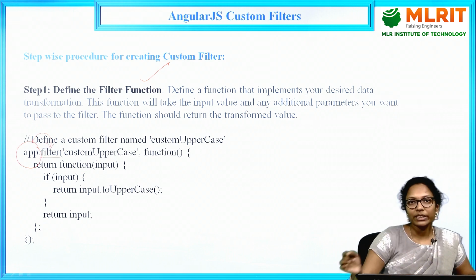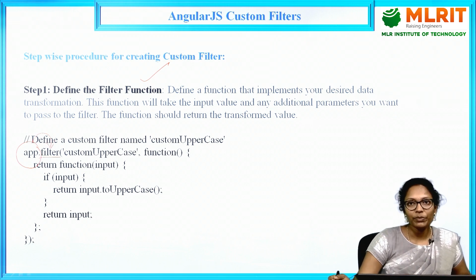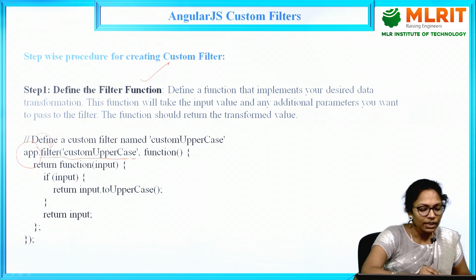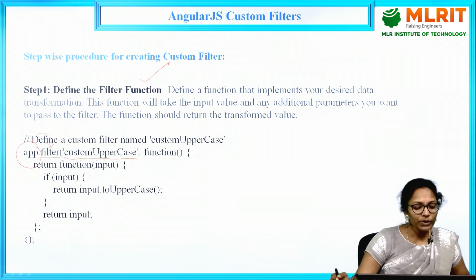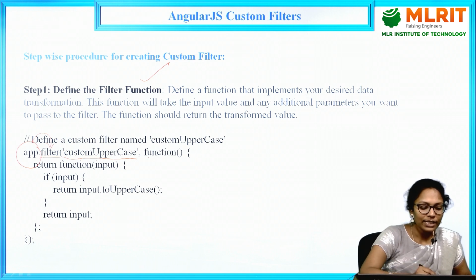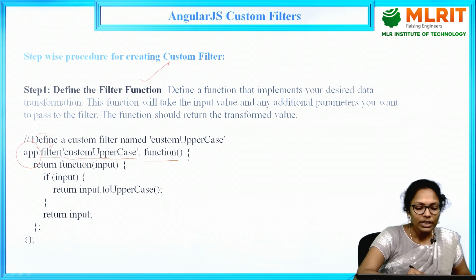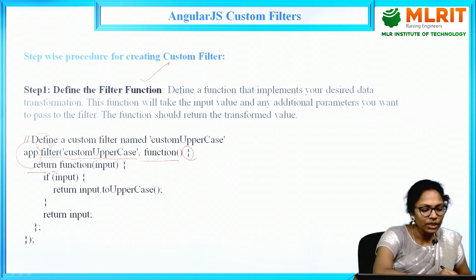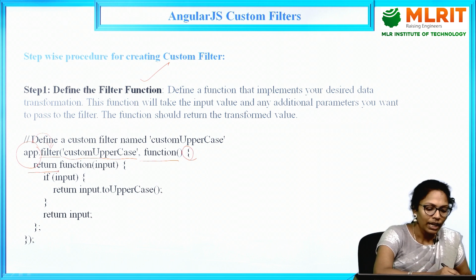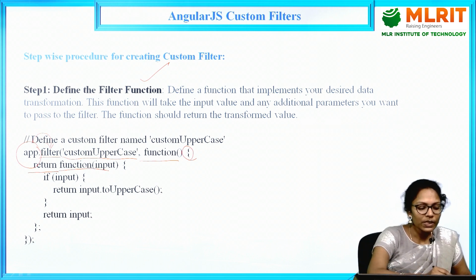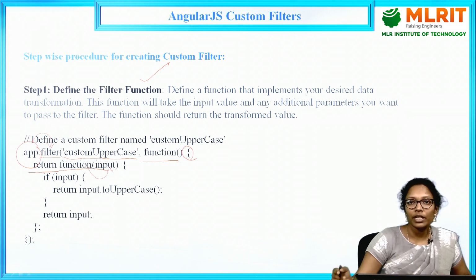Now the filter function will take two parameters. The first parameter is the name of the filter. In this case, the name of the filter is customUppercase, and the second one is a function without any parameters. This function should return something. In that return, I am taking one more user-defined function, and for this function I am passing one parameter as input.